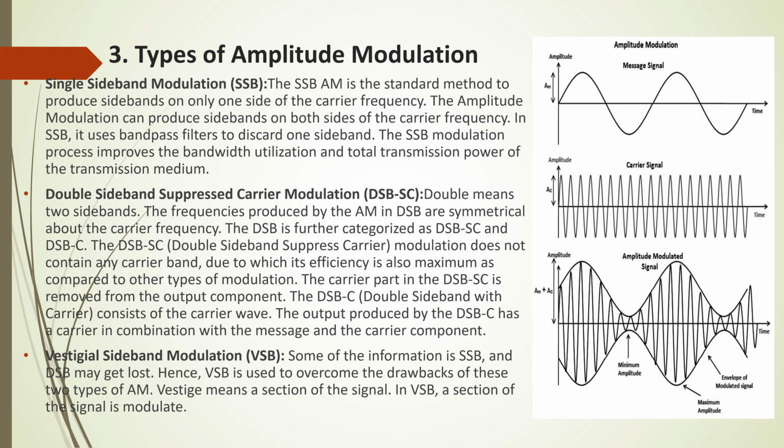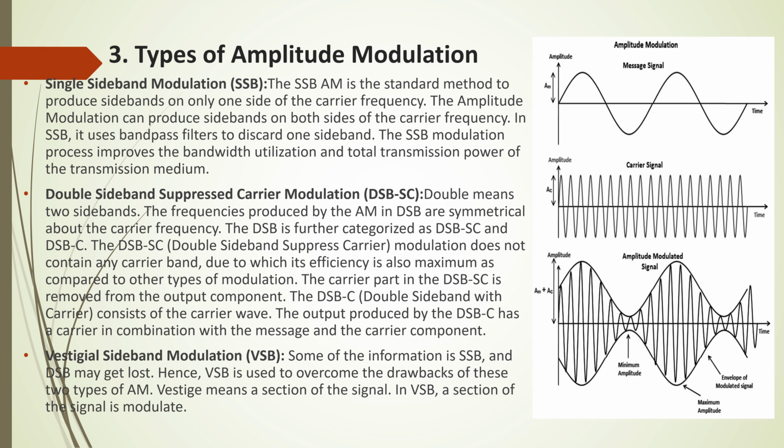Types of amplitude modulation. Amplitude modulation is mainly of three types. Single sideband modulation (SSB). SSB amplitude modulation is a standard method to produce a sideband on only one side of the carrier frequency. Amplitude modulation can produce sidebands on both sides of the carrier frequency. In SSB, it uses a bandpass filter to suppress one sideband. The SSB modulation process improves the bandwidth utilization and total transmission power of the transmission medium.